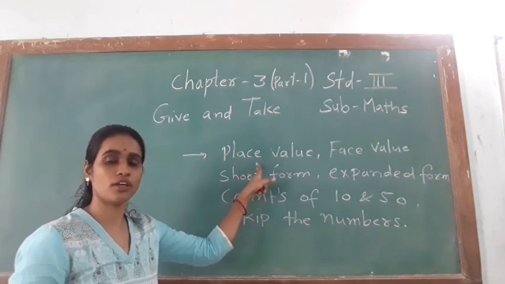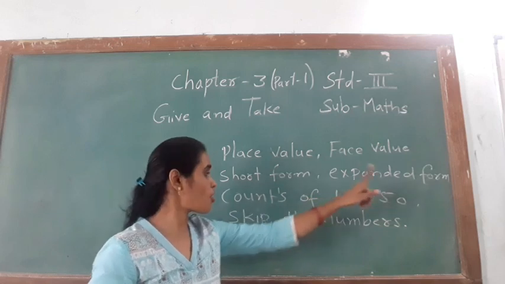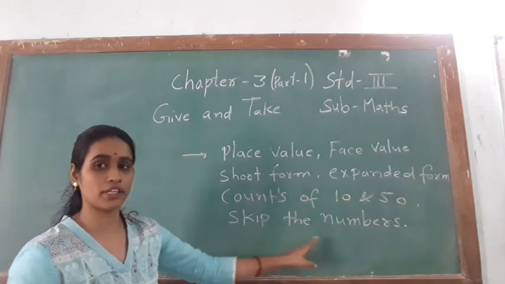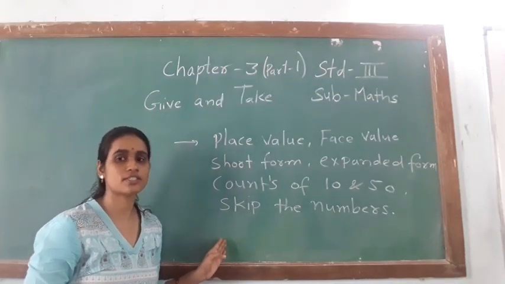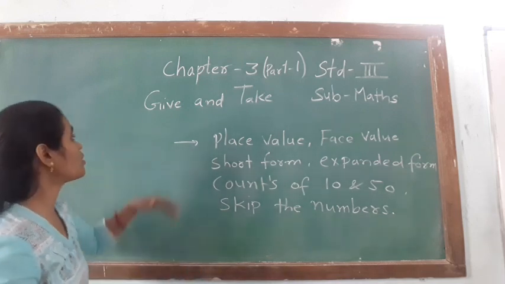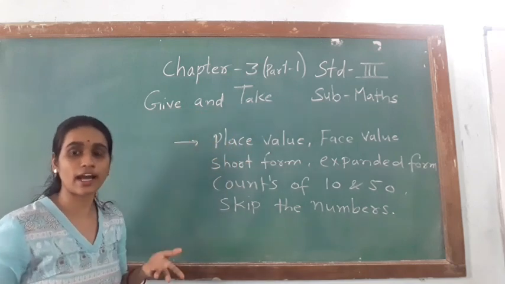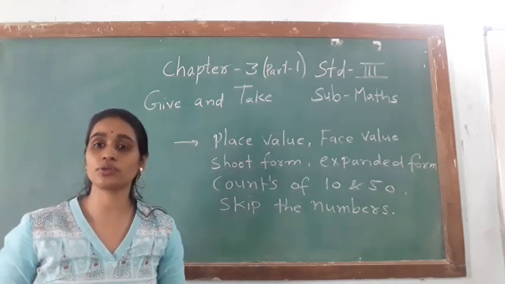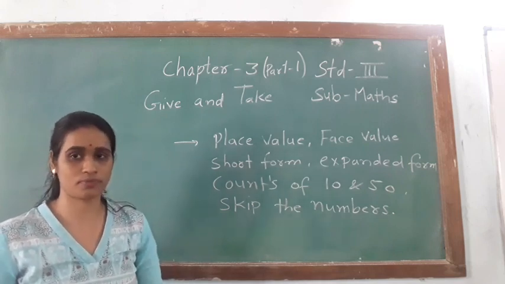Place value, face value, short form, expanded form, count of 10 and 50, skip the number. These points we had already covered in our previous classes. Now in our new chapter, the name of the new chapter is give and take. Give means dena and take means lena. In this chapter we are going to learn addition and subtraction.